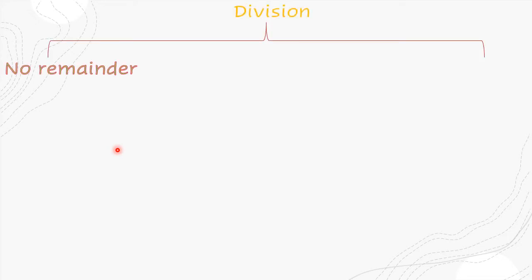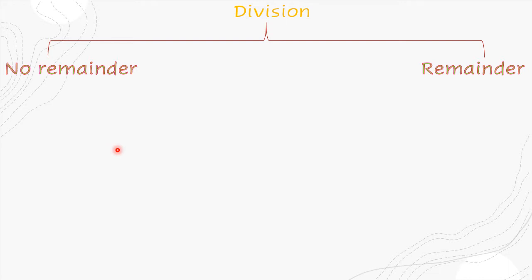Before we know what is the meaning of infinite division, we have to know that division has two types. The first one with no remainder and the second one with remainder. Okay, the first type, no remainder. What is the meaning of no remainder?